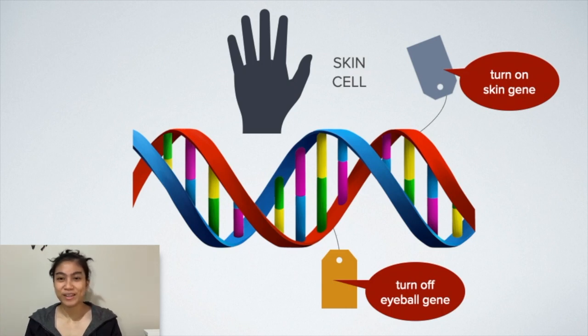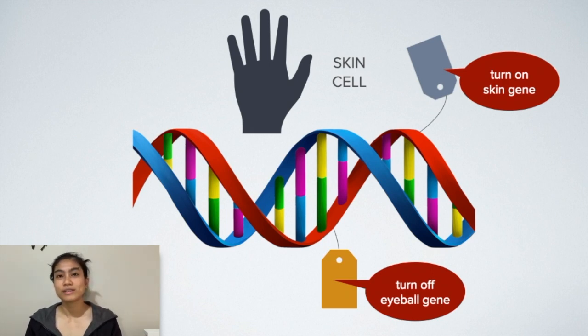And so for the skin cell, same DNA, but the gene for making skin is expressed and the gene for making an eyeball is turned off. So this is just to give you an idea. But there are hundreds and thousands of genes in your body. So there could be a gene for being happy or sad, or there could be a gene for being fat or skinny. It could go on and on. There are thousands of genes.